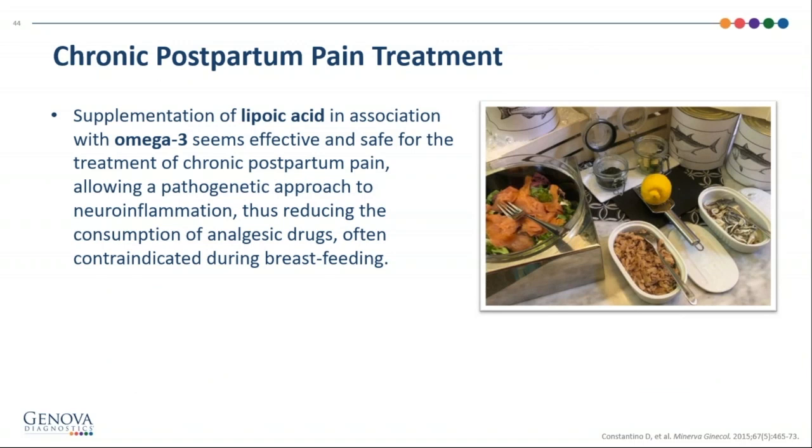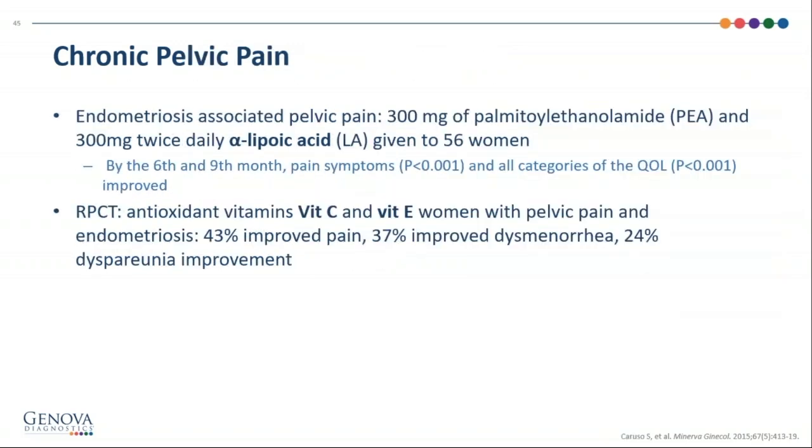Supplementation of lipoic acid as well as omega-3s tends to help chronic postpartum pain, and chronic pelvic pain could be helped again with palmitoylethanolamide and alpha-lipoic acid. They didn't see significance until the 6th and 9th month. This is a randomized placebo-controlled trial looking at antioxidants, vitamin C and E, and found that pelvic pain and endometriosis improved.